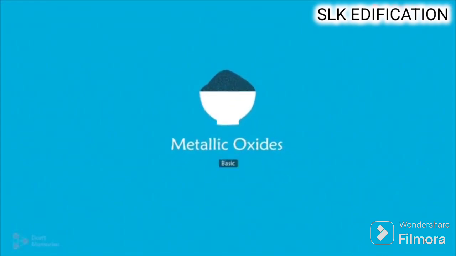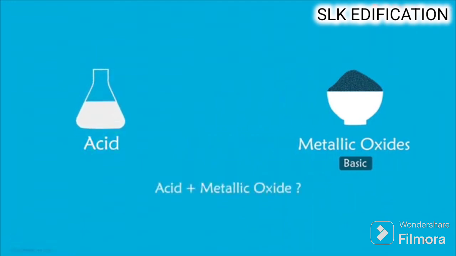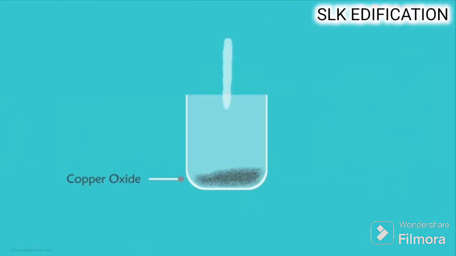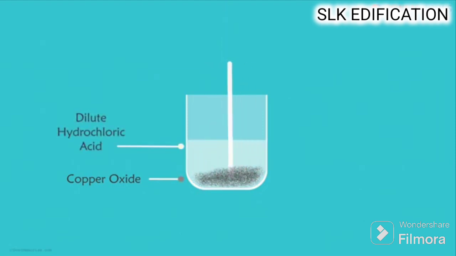The first thing we should know about metallic oxides is that they are basic in nature. So can you guess how an acid will react with a metallic oxide? We've seen that acids and bases neutralize each other and salt and water are formed. To understand how the reaction occurs, we take a small amount of copper oxide in a beaker and add dilute hydrochloric acid slowly. We continue to stir the mixture. After some time, you will notice that the color of the mixture becomes bluish-green and the copper oxide dissolves.